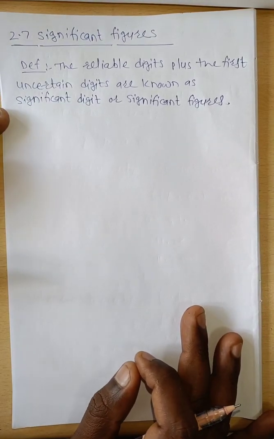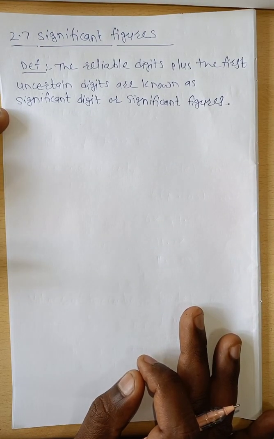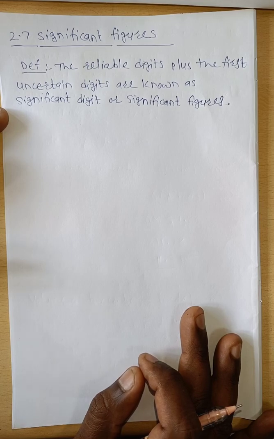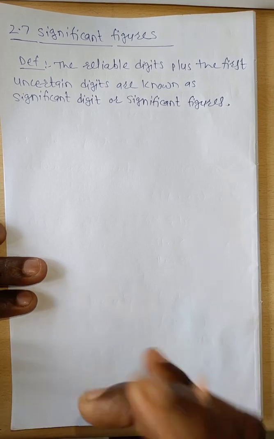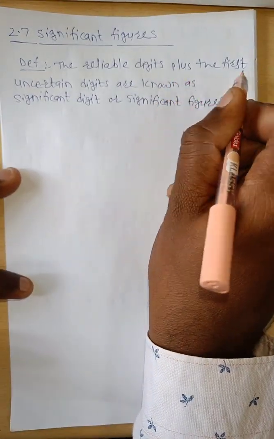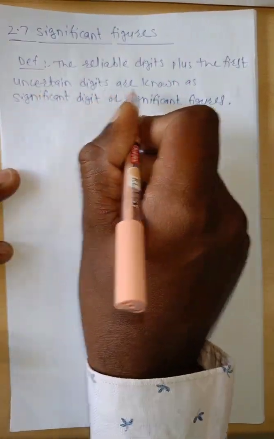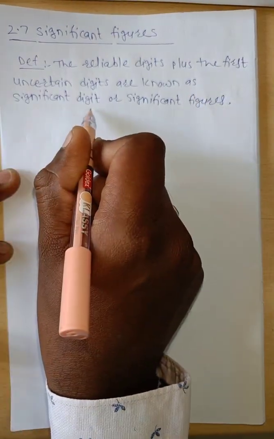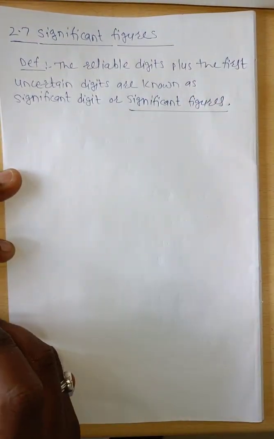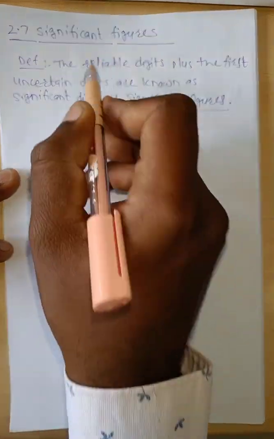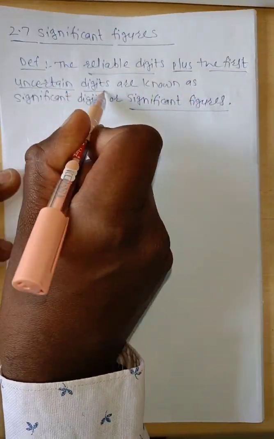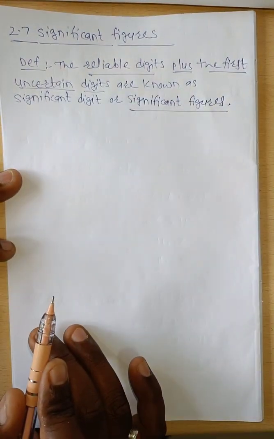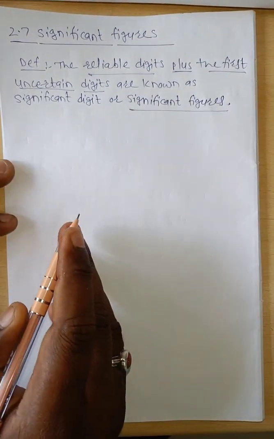Our next point, number 2.7, significant figure. Now, what is the definition of significant figure? The reliable digit plus the first uncertain digit are known as significant digits or significant figures. The reliable digit plus the first uncertain digit are combiningly known as a significant figure.